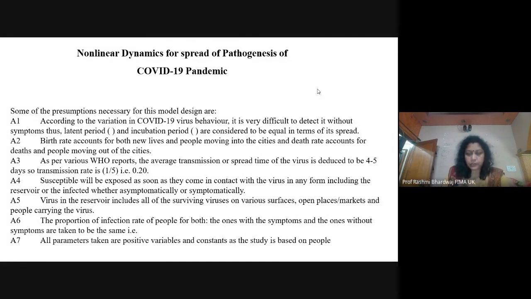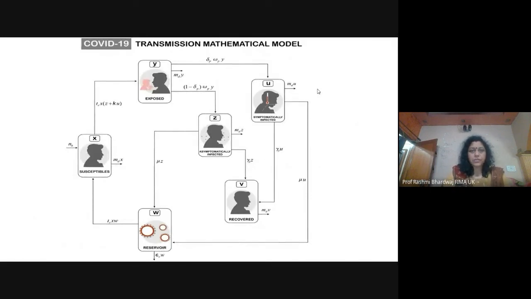But this model does not give a clear picture, so we come to the higher dimensional model, where we have used six types of variables instead of three. Here the susceptible come closer to the exposed ones. These exposed ones are either symptomatically infected or asymptomatically infected, and both of these either become the recovered ones, or go to the reservoir. Reservoir means, of course, some death cases we are taking. These are the rates of change which we are taking corresponding to every case.